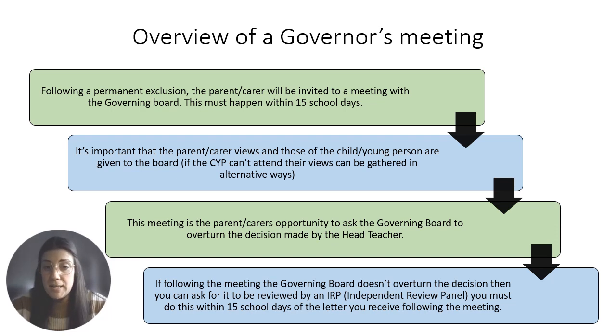If following the meeting the governing board doesn't overturn the decision, then you have the right to ask for an independent review panel, so an IRP. You must do this within 15 school days of receiving the decision letter following the governing board meeting.